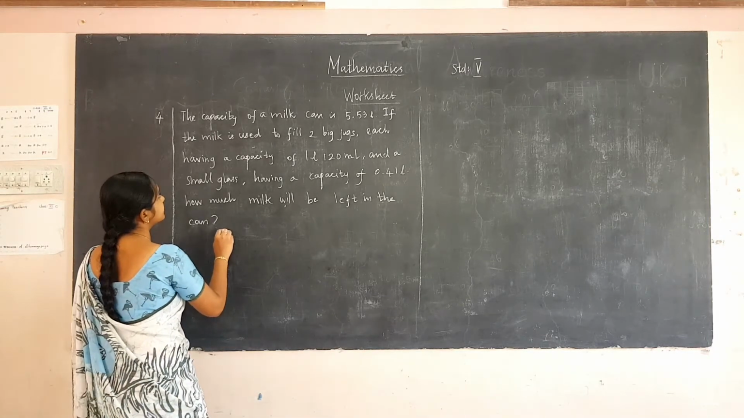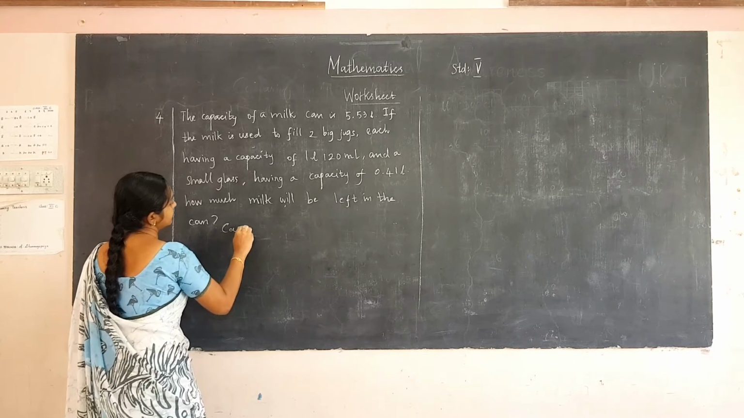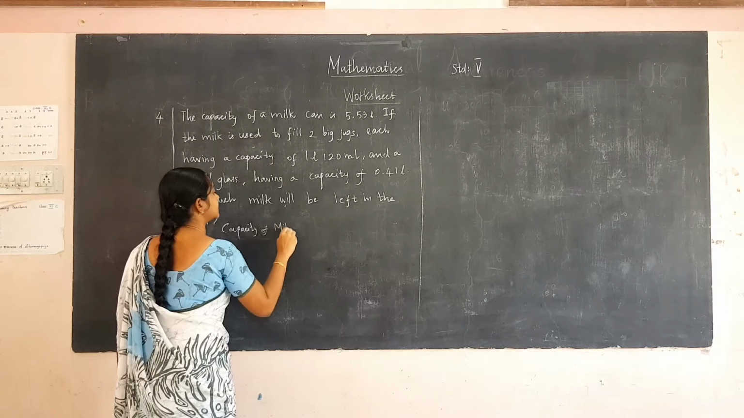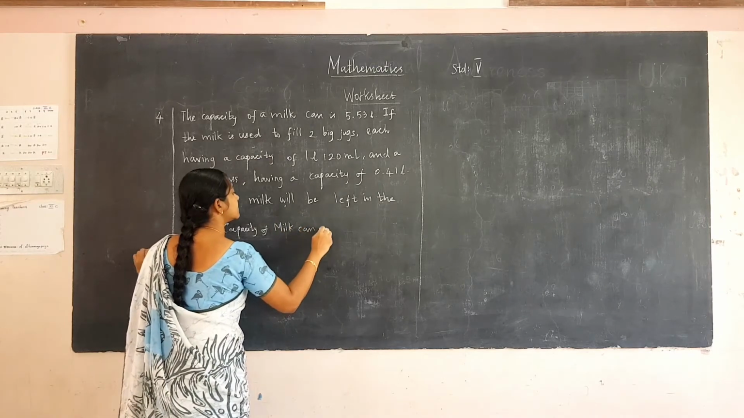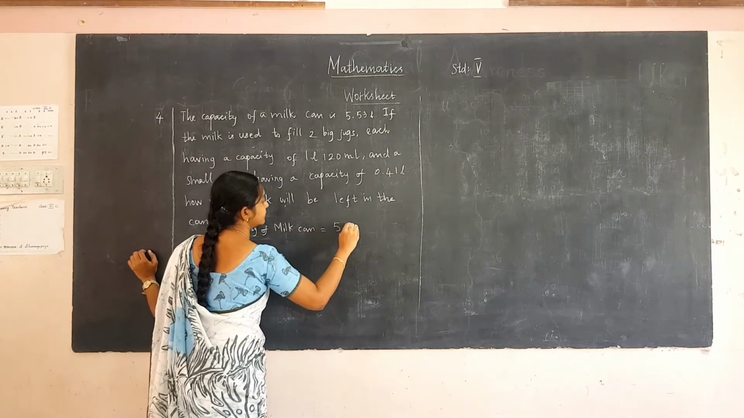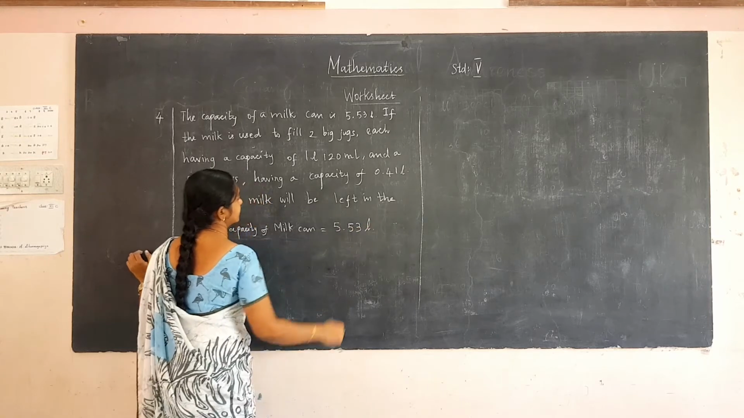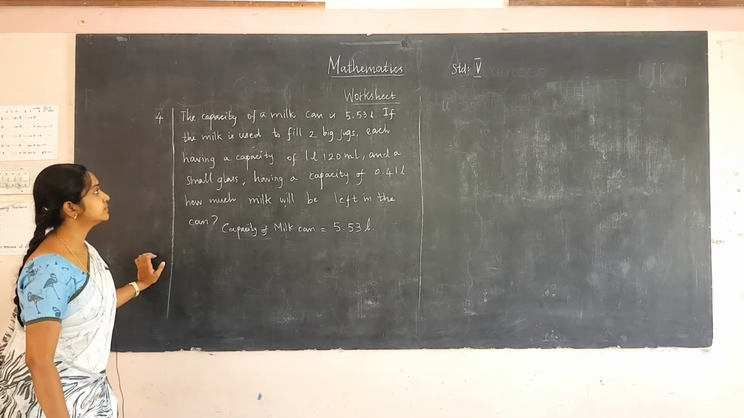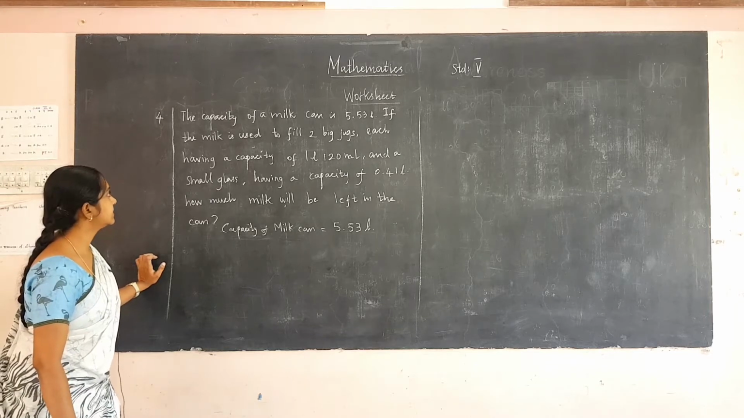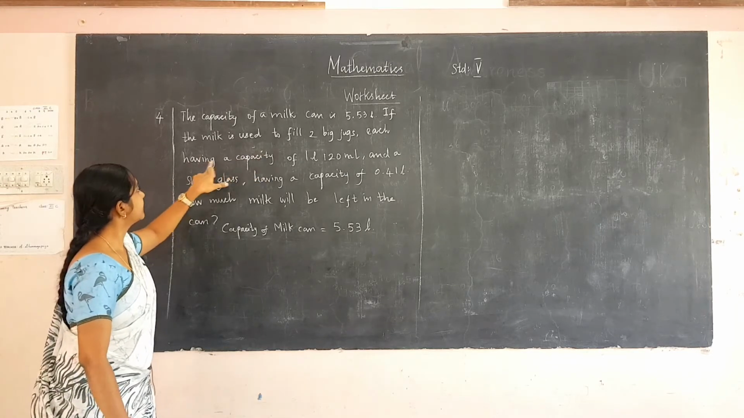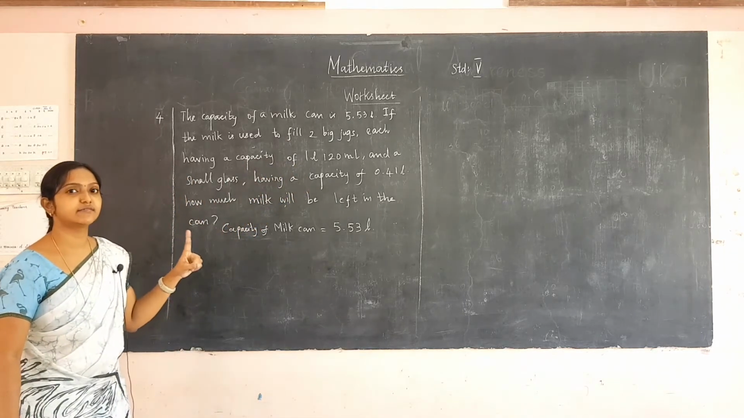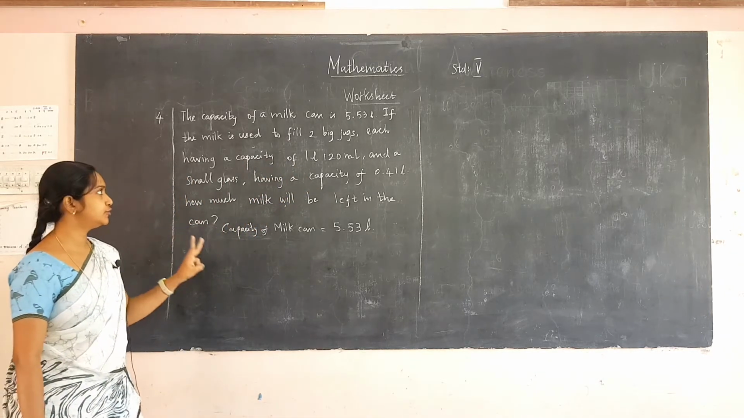First write what is given. Capacity of milk can is given as 5.53 liter. Next, capacity of a jug is given. Each having a capacity of means capacity of one jug is given. We have to find the capacity of two jugs.